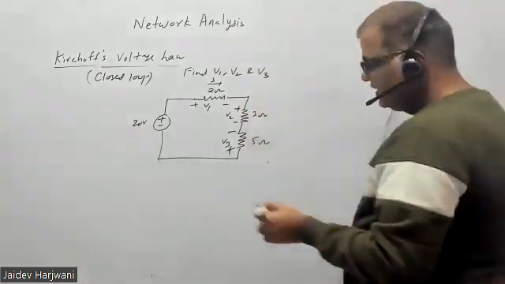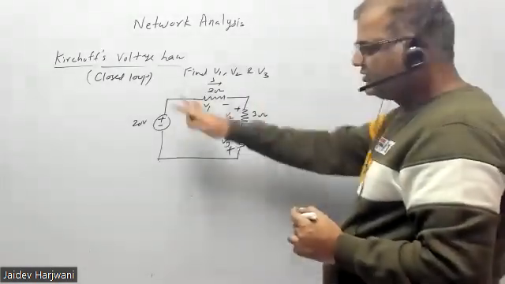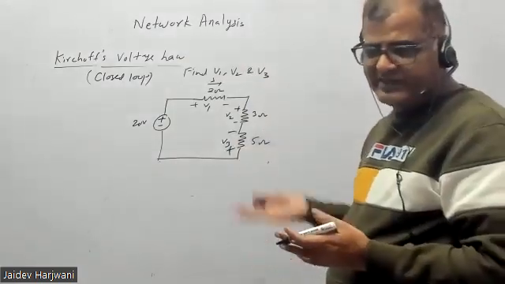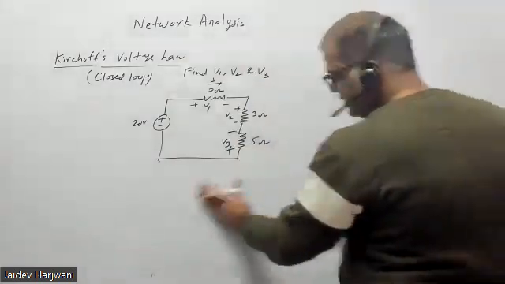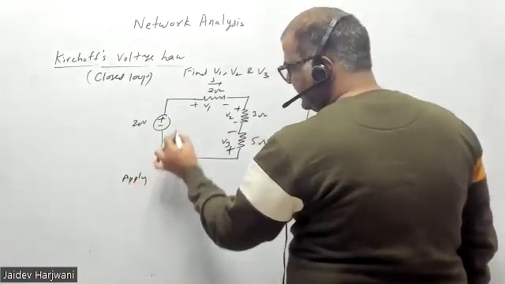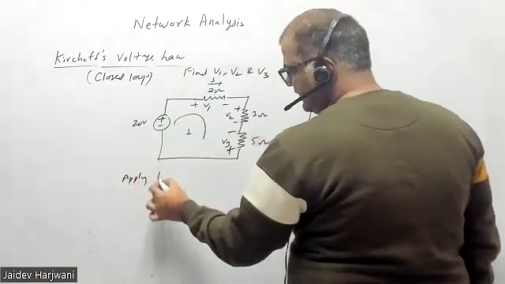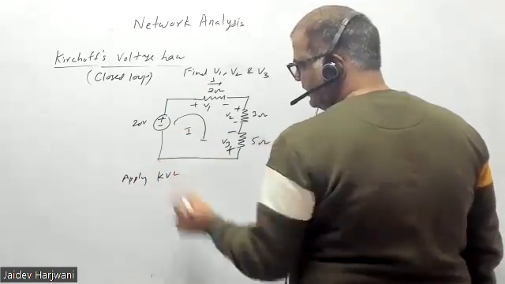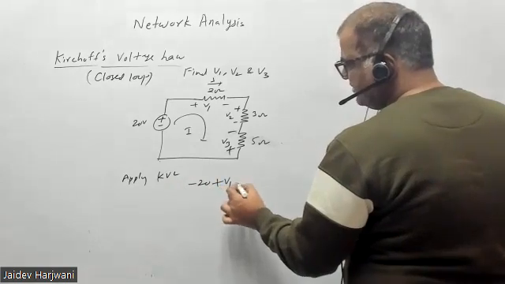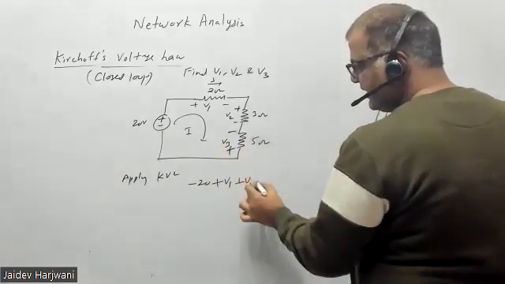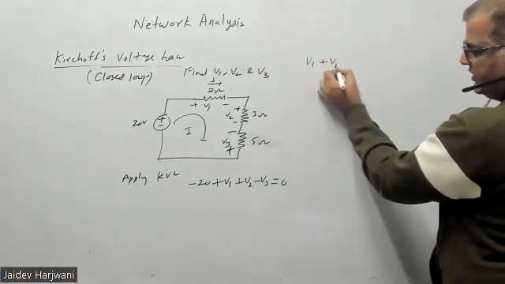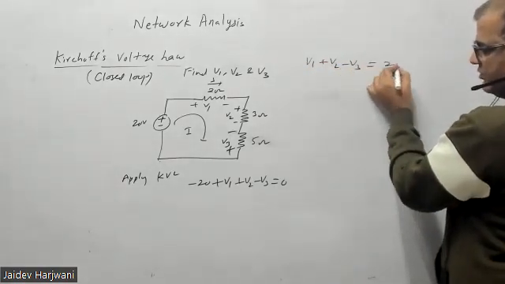Let us apply KVL. I'm changing the sign so that we can demonstrate how to apply Kirchhoff's law. This is a simple circuit, so you can apply it easily. Always keep the sign. Say current is moving like this, apply KVL. Now it will become minus 20 plus V1 plus V2 minus V3 equals 0. So V1 plus V2 minus V3 equals 20.